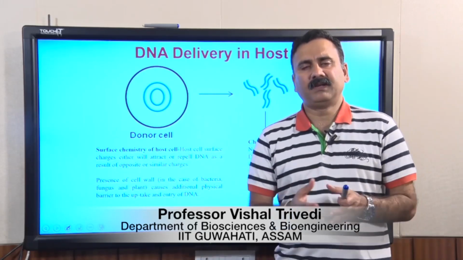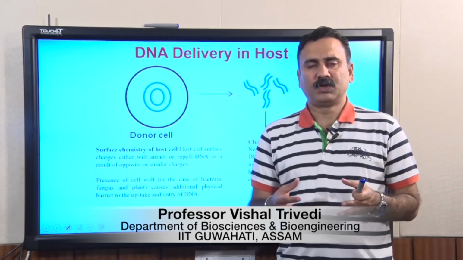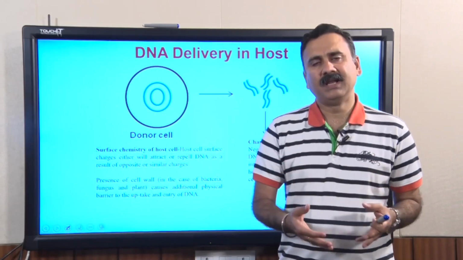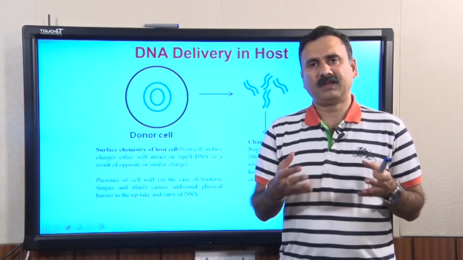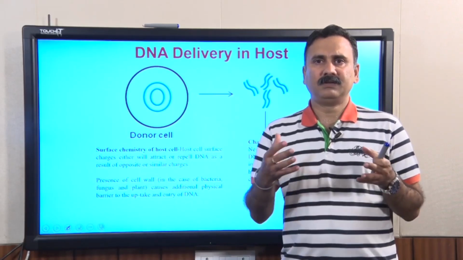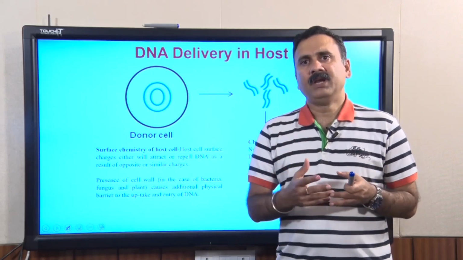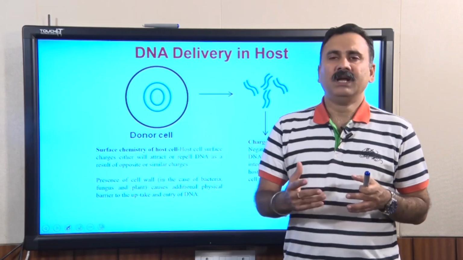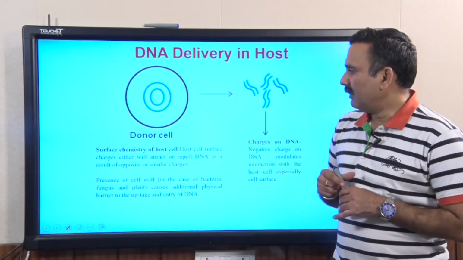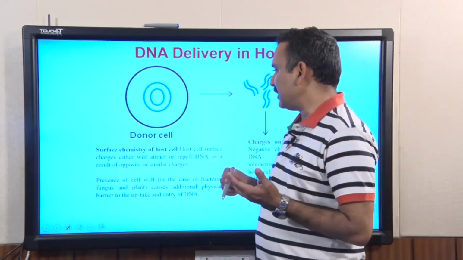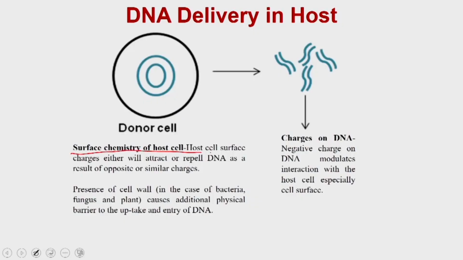And what we were discussing was the delivery of the recombinant DNA into the host cells. In this discussion, we said that you can successfully transfer or deliver the DNA into the host cell by adopting two strategies. In strategy number 1, you work on the surface chemistry of the host cells, and according to the surface chemistry you can devise a mechanism so that you will be able to attract the DNA, and as a result the DNA will enter the host cells.